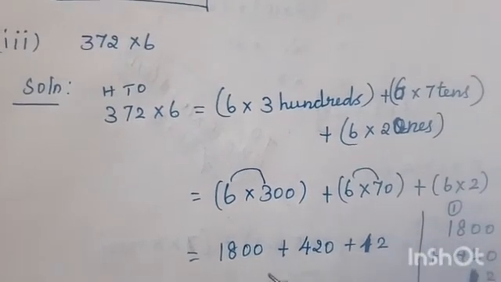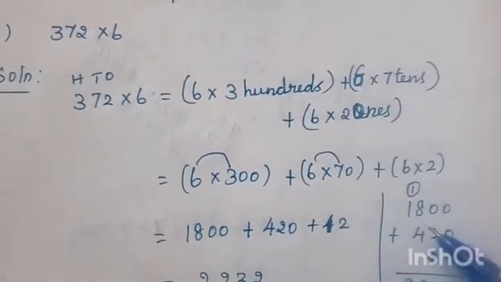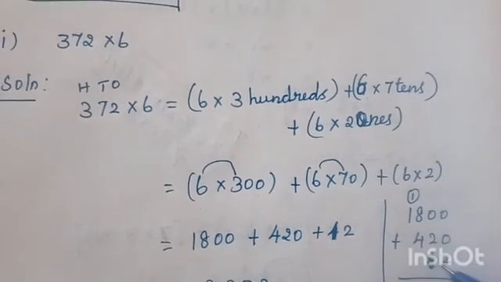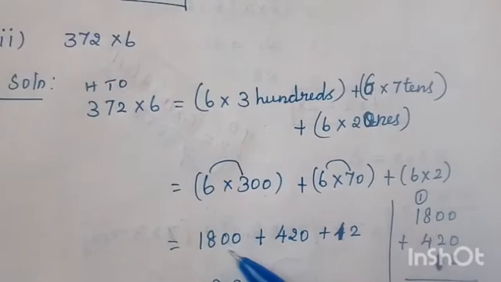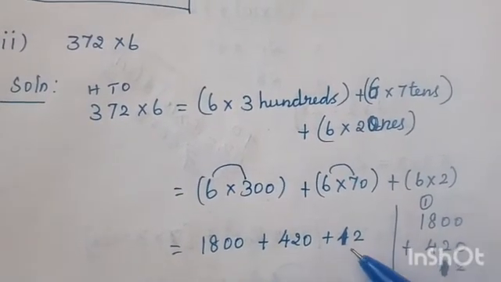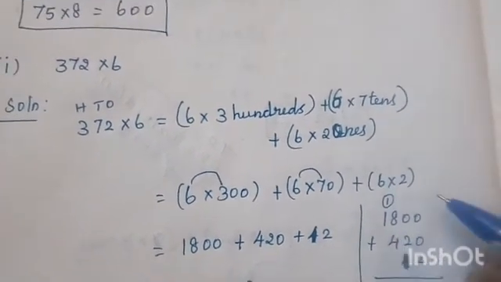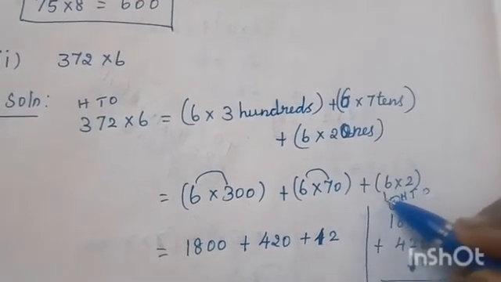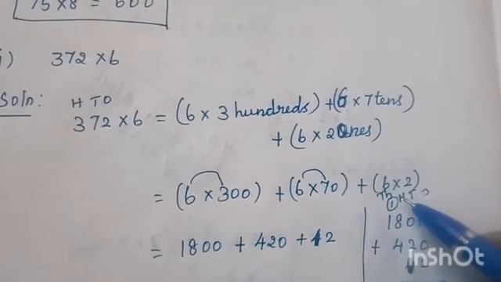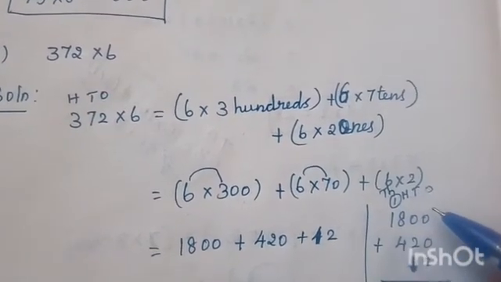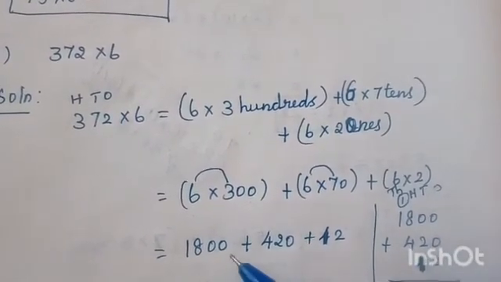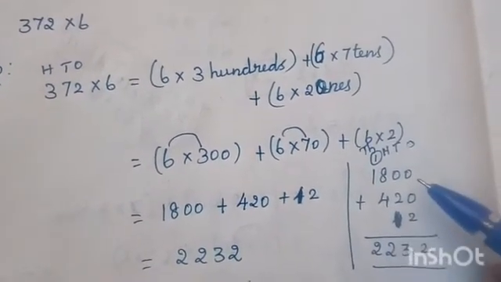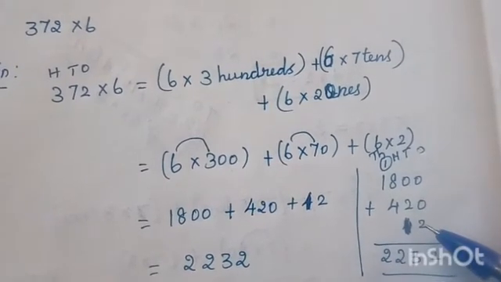Now we have to add these 3 numbers: 1800 plus 420 plus 12. One is a 4-digit number, one is a 3-digit number, one is a 2-digit number. So we have to use the place value for addition: ones, tens, hundreds, thousands. According to the place value, we write the values, then follow the normal addition method. So 0 plus 0 plus 2, that is 2.